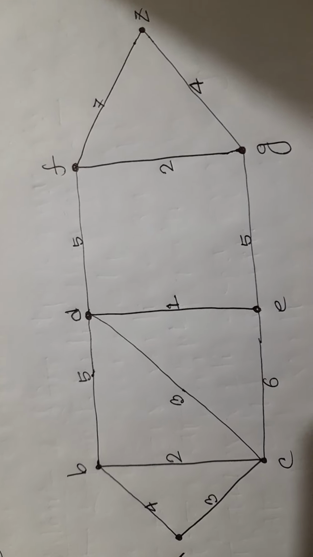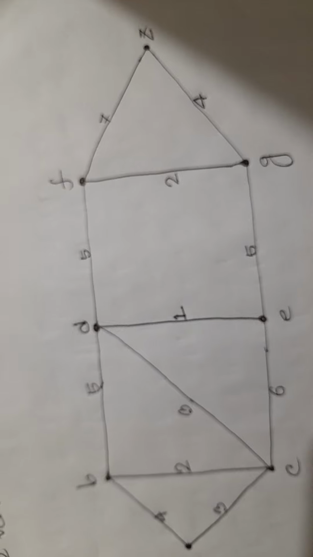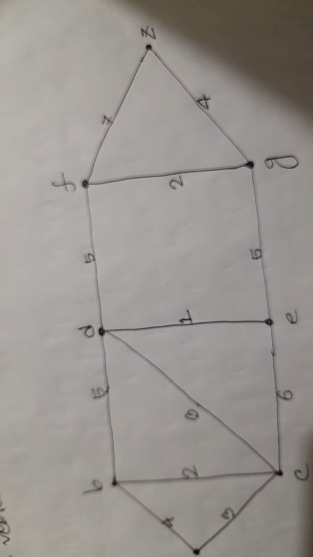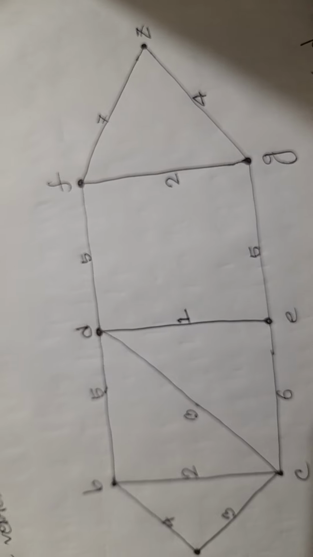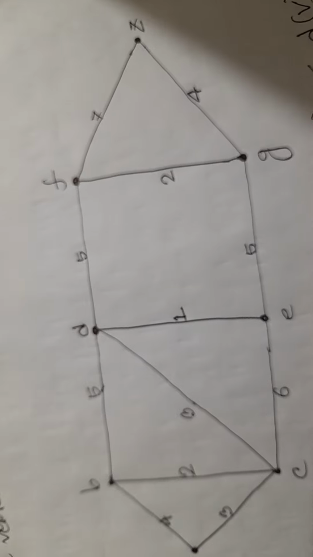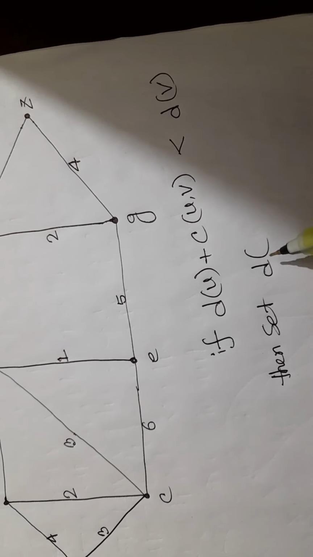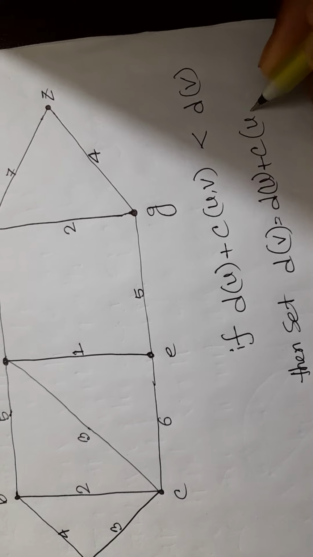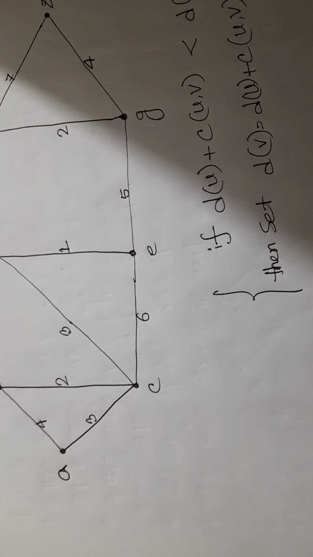Now we start. The main formula of this problem is: if the distance of u plus cost of uv is less than the distance of v, then set the distance of v equals to the distance of u plus cost of uv. It's the main formula of this problem.